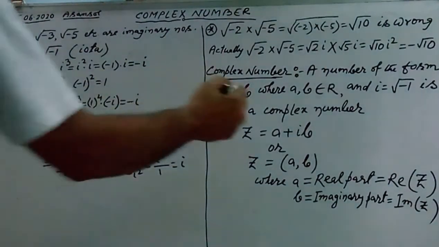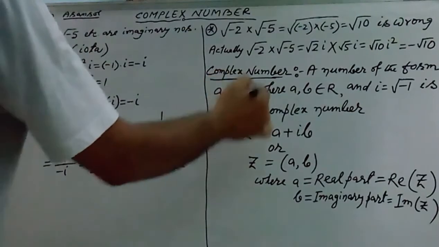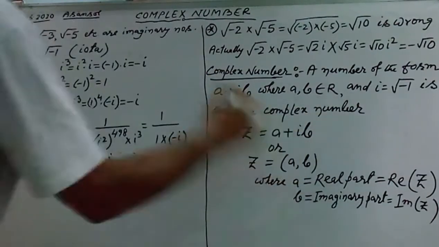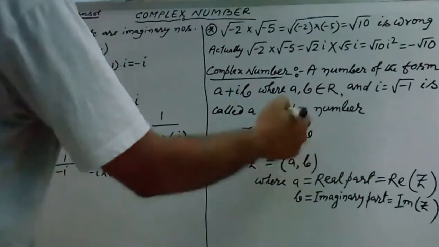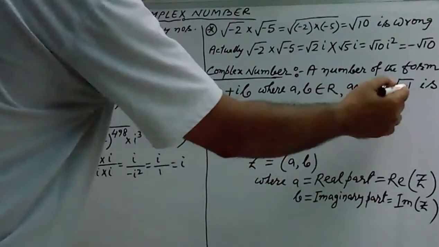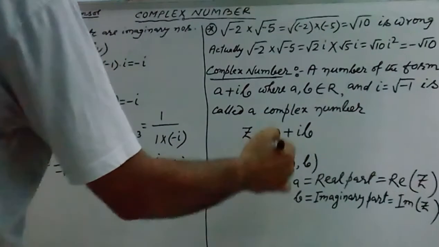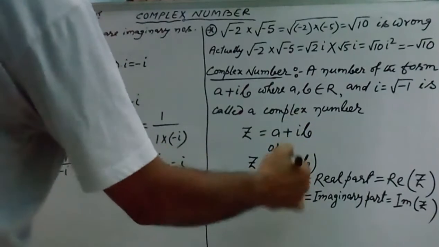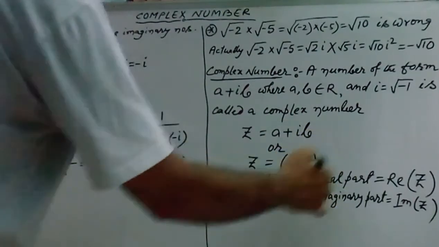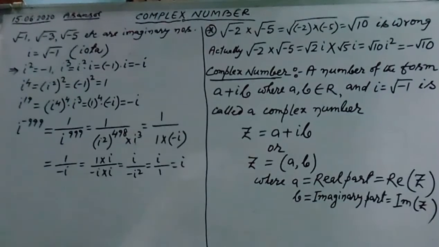Now what is a complex number? A number of the form z is equal to a plus ib is called a complex number. Here a and b belong to R, and i is equal to square root of minus 1. This z can also be written as (a, b), where a is the real part, that is Re(z), and b is the imaginary part, that is Im(z).